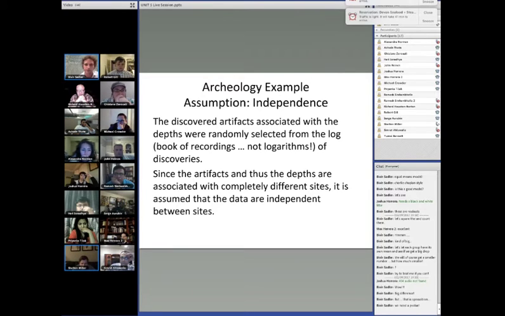So let's check this out. Let's put it to use. So this is what we've got. We have discovered artifacts associated with the depths randomly selected from the log of discoveries, a log that's actually people writing stuff down. Since the artifacts and thus the depths are associated with completely different sites, it is assumed that the data are independent. So that's one of the assumptions of the ANOVA, that we have independent observations. Since our experimental design involves 3 different sites that are sufficiently spatially spaced apart from one another, we're just going to make the assumption that we have independent observations.